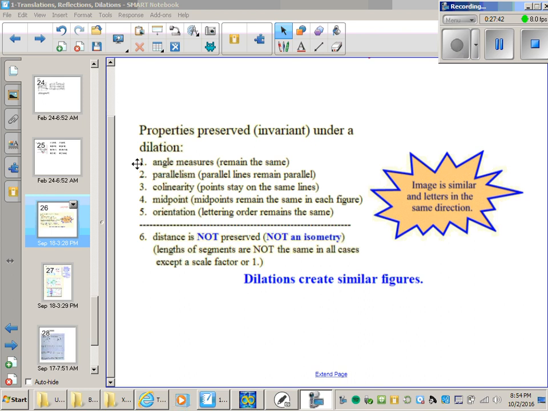Some important things that you need to know about dilations is that the angle measures remain the same. Parallelism: the parallel lines remain parallel. Collinearity: that means that the points stay on the same lines. The midpoints remain the same in each figure, and the orientation, or the lettering order, remains the same. Something that's not preserved is the distance. This means it's not an isometry. The lengths of the segments are not the same in all cases except a scale factor of 1. So dilations are going to create similar figures. Those are some important things that you need to know.